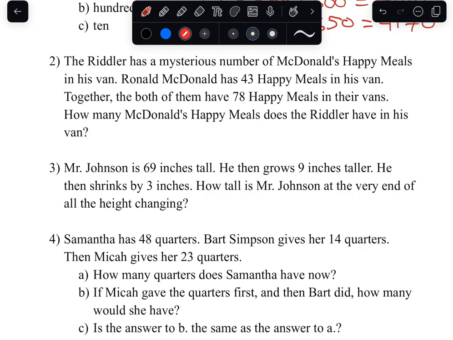Number 3. Mr. Johnson is 69 inches tall. He then grows 9 inches taller. He then shrinks by 3 inches. How tall is Mr. Johnson at the very end of all the height changing?